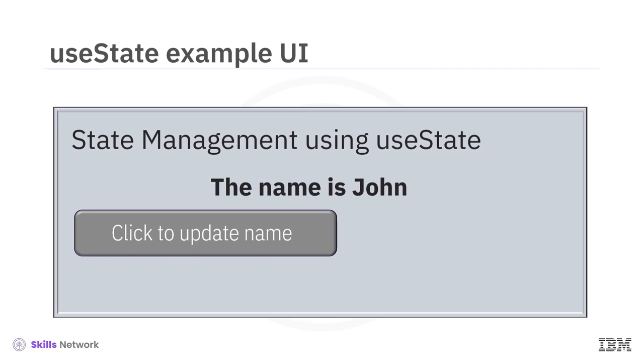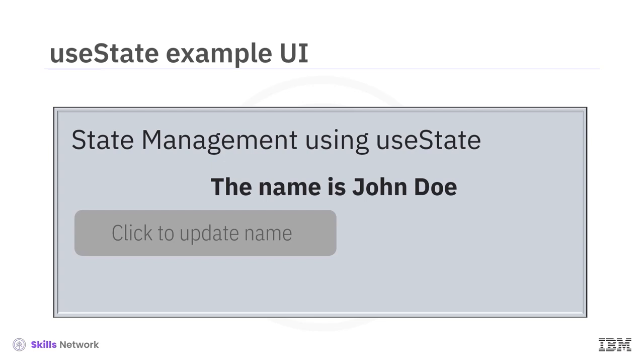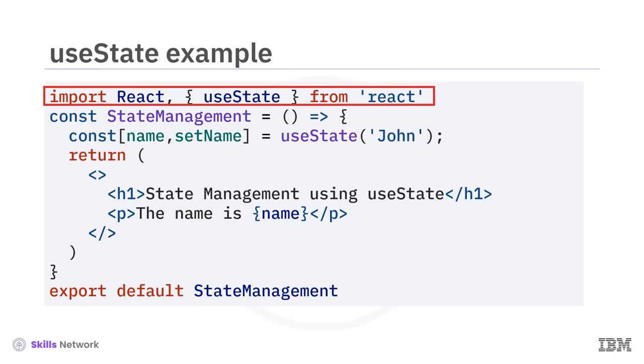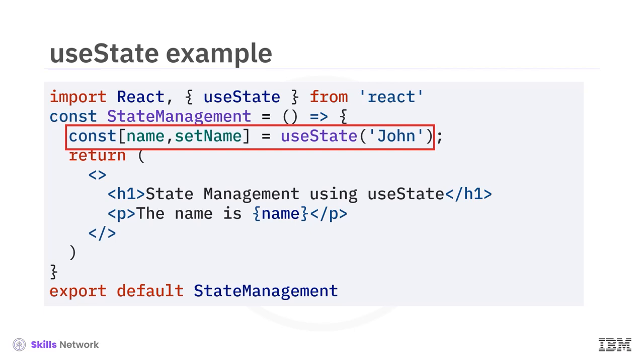Let's look at the code used to develop a UI similar to what is shown here. Before the user selects the button, the interface displays, "The name is John." After the button selection, the interface will display, "The name is John Doe." You can use this component, state management, to manage and display the component state with the useState hook. The component imports the necessary dependencies from the React package, including React and the useState hook. Inside the component function, you declare a state variable name and a function, setName, to update the name state variable using the useState hook. The code sets the initial value of the name state variable to John.